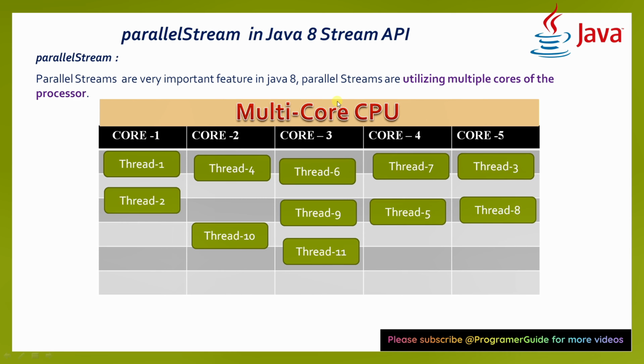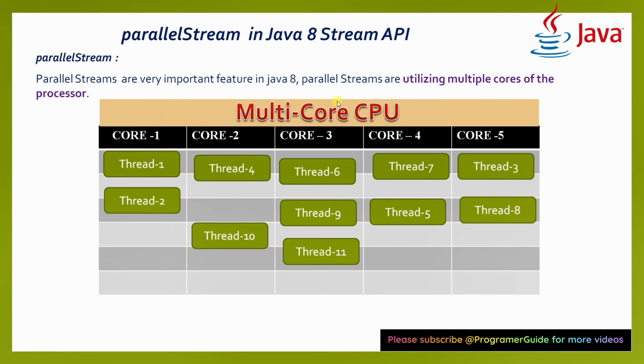So as of now we have completed the stream API intermediate methods and terminal methods, right? In this video we are going to discuss the parallel stream: what is a parallel stream, how it is going to work, and how many ways we can create parallel streams. So we will see real-time examples.